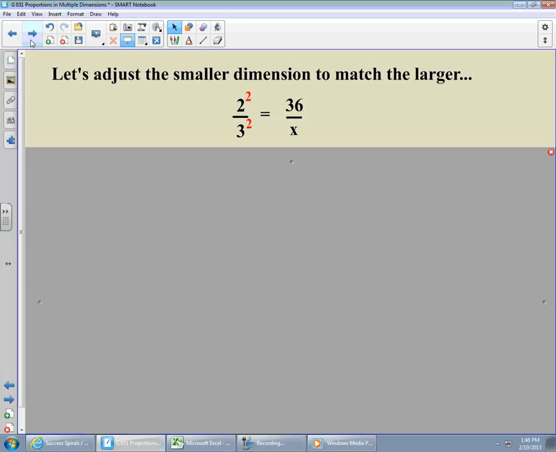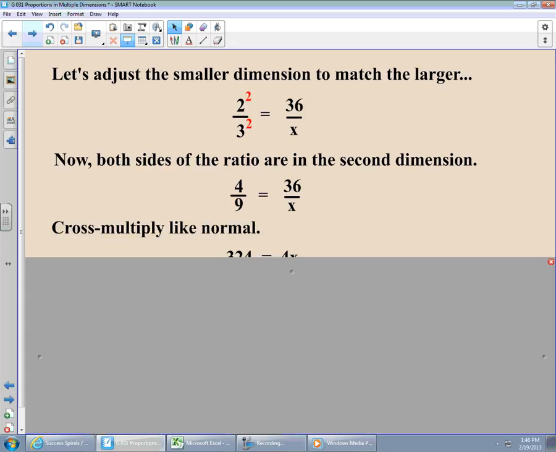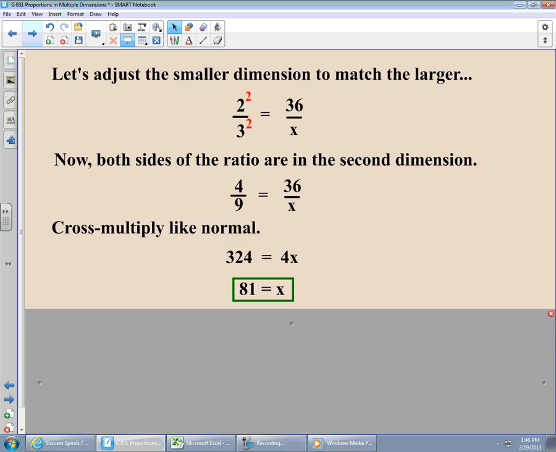Okay, so just clean it up. You've got 2 squared and you've got 3 squared. Obviously that's 4 and 9. And then you just cross multiply and solve, just like always. Nothing extra or fancy has to happen to the problem. 4 times x will be 4x. 9 times 36 will be, what is that? Looks like 324 maybe. Yep, got it right. And of course we don't want 4x, we just want 1x, so we'd divide by 4 just like always, and we'd end up with a value of 81.